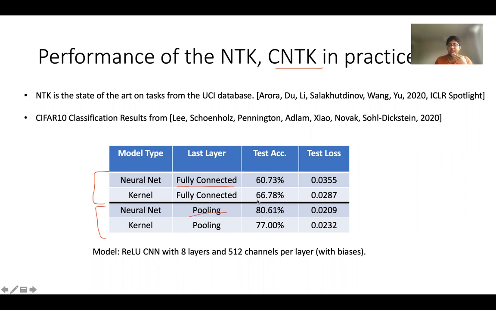But the key takeaway of this table is that the performance of the CNTK is actually quite a bit better than training a neural network when you have this fully connected last layer. 6% is quite a big difference. On the other hand, when you have pooling, there's a very small difference, and this is really reflected in the loss here, where you have to go to the 3rd decimal place to really see a change in the loss. So I think this is a very strong case for kernel methods becoming very powerful, especially because they have this conceptual simplicity to them.